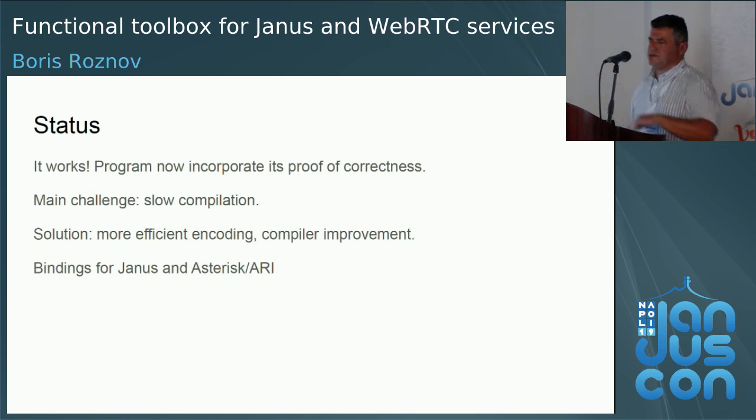So what is the status of this framework? By the way, this framework is pretty generic. I do have bindings for both the Janus client API and also for the Asterisk ARI protocol. Both of them work pretty well. The main challenge that I have right now is slow compilation, because our compiled program basically incorporates a proof of its correctness, which I anticipate could be addressed by both improving the encoding and the Haskell compiler, which is improving very quickly.